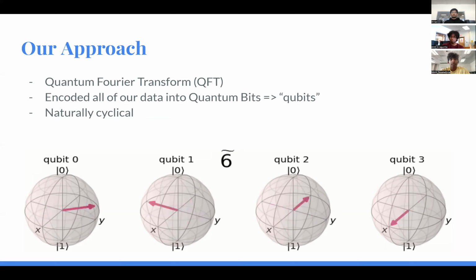And another thing is that since these vectors are spinning as they rotate from 0 to 1, they're naturally cyclical, which made us think that it would be a natural application for this problem. And to see how a quantum Fourier transform works, you can see this graphic at the bottom, which essentially shows that the quantum Fourier transform decomposes the data down into these individual qubits. And all these qubits are rotating at different frequencies, and the differing combinations of frequencies can be mapped to individual values, and that's how you decompose an overall set of data down to individual qubits.